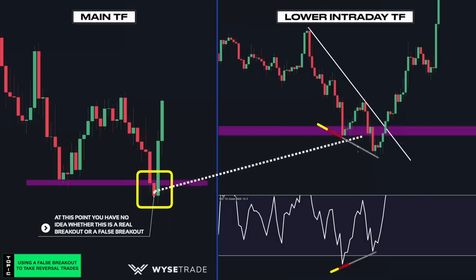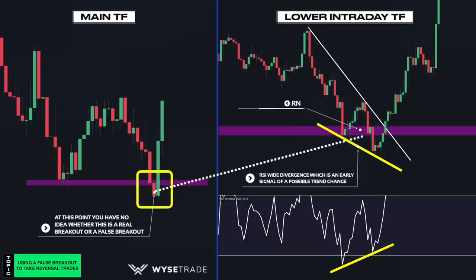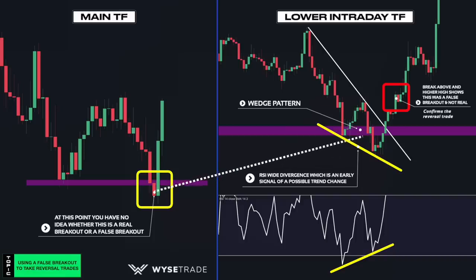What you had inside of the breakout area was a divergence and a wedge pattern. Once price breaks out above and forms a higher high, this shows that this was a false breakout and not a real breakout. This breakout also confirms the reversal and allows you to take long entries with the momentum from all the stop losses that will be hit on the way up.